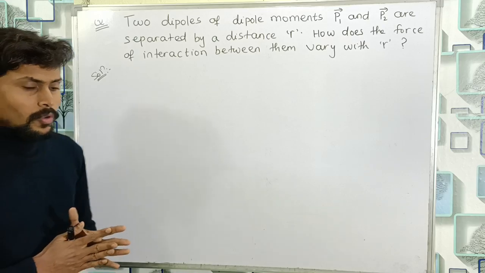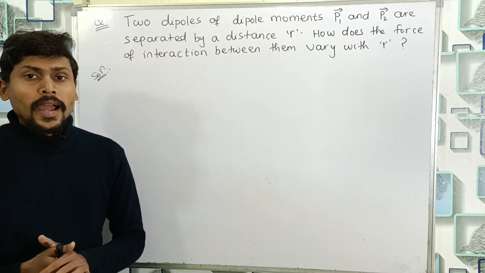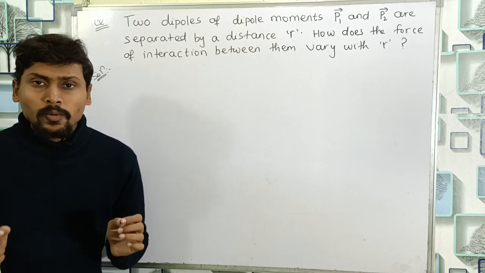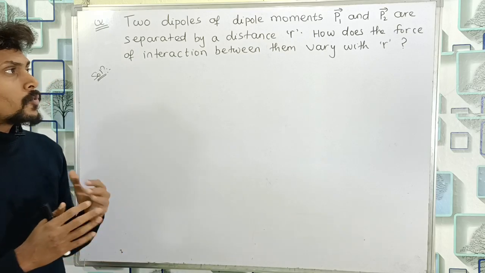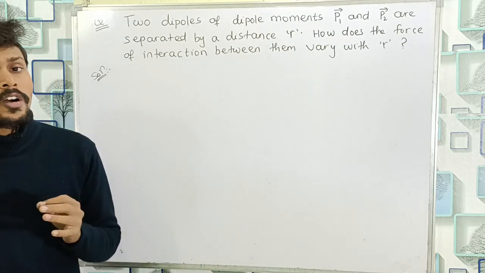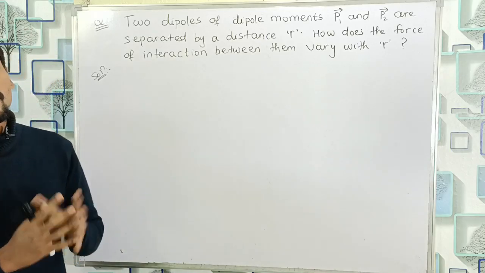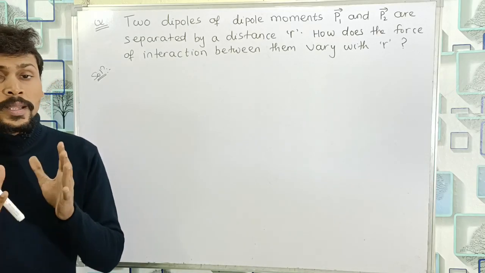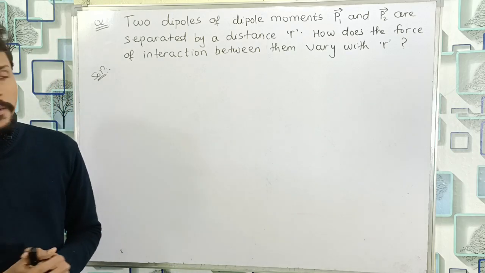So it is given that we have two dipoles having dipole moments P1 and P2, and the centers of the two dipoles are separated by a distance r. So we have to find how the force of interaction between the two dipoles varies with the separation between them, meaning the dependence of force on r. So let us solve this question.